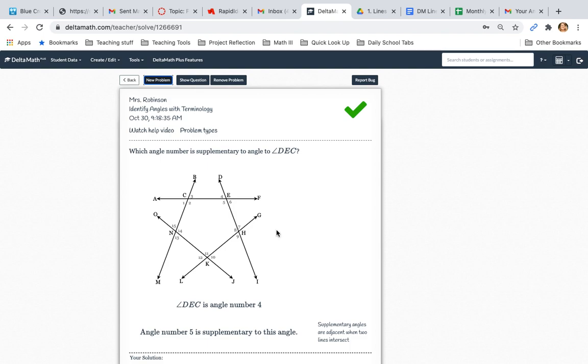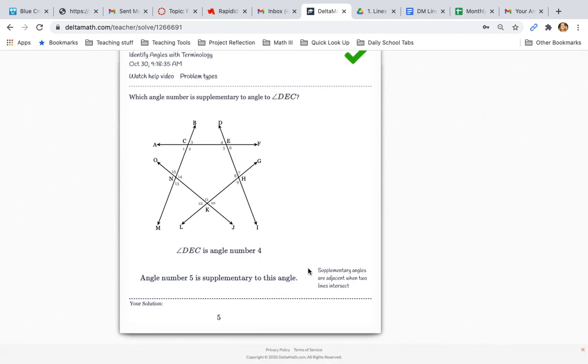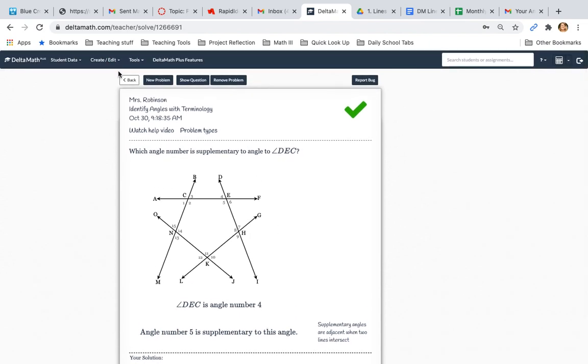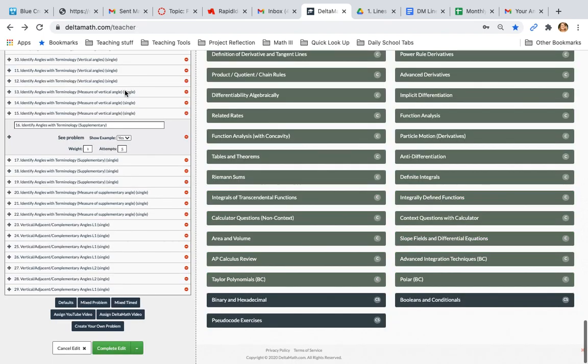Okay? So notice right here what it says. Supplementary angles are adjacent. What does adjacent mean? Next to. So it's the angle next to it that would form a measure of 180 degrees, which is a straight line. All right, I'm going to let you try the other ones.